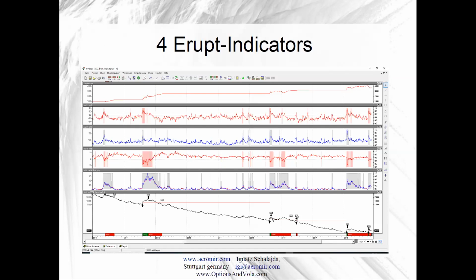Here's also an eruption that was the flash crash. 4 signals at the same time in every indicator. But no signals like here. Here you have also 4 signals, but not at the same time. And look here, there's no big eruption. Same here, 1, 2, 3 signals. Not a really big eruption.